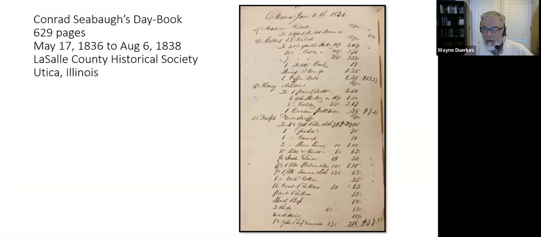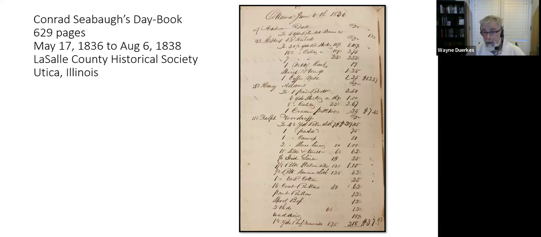But the day book we're talking about is this gentleman named Conrad Seabaugh. And Conrad Seabaugh is a very interesting character, and we've learned a lot from his day book for many reasons. First off, it is a huge book, 629 pages. It goes from the opening of the store to the close of the store.